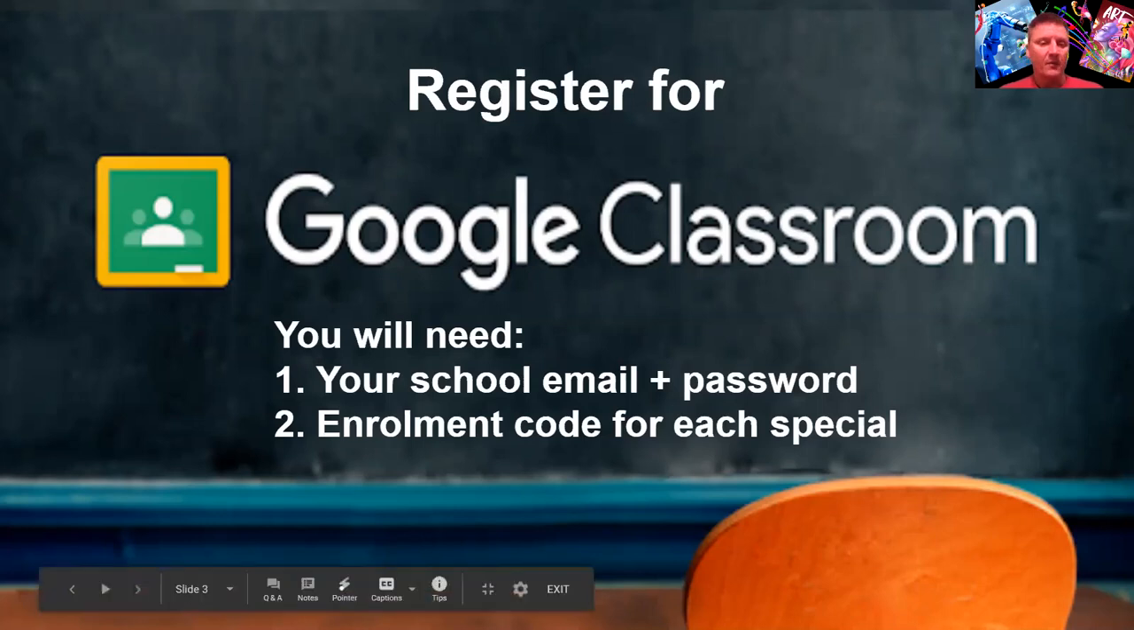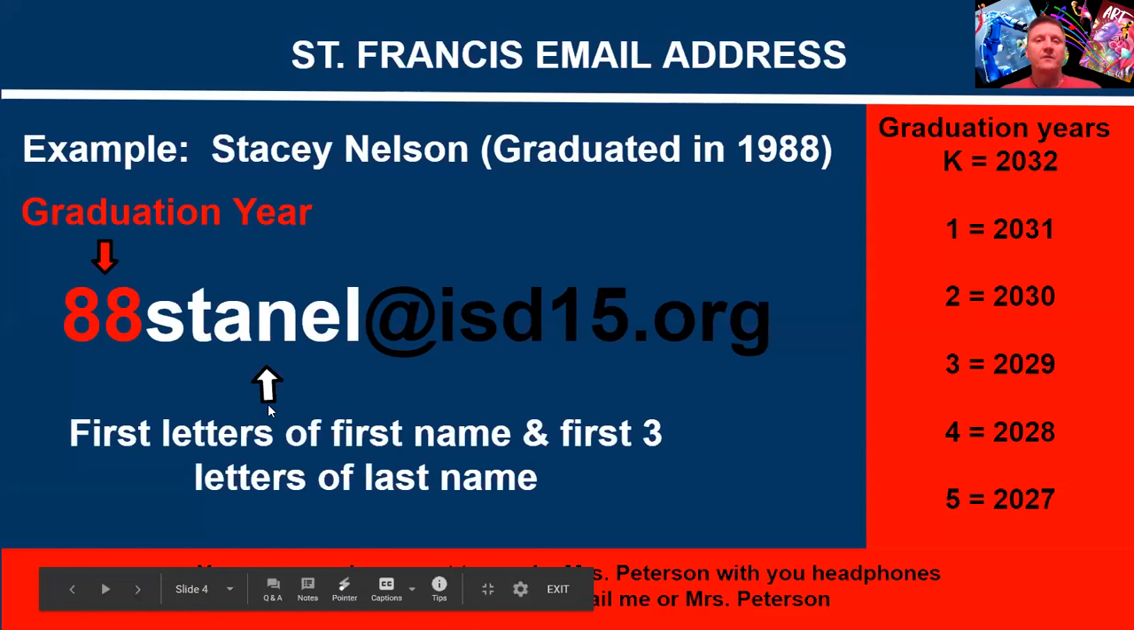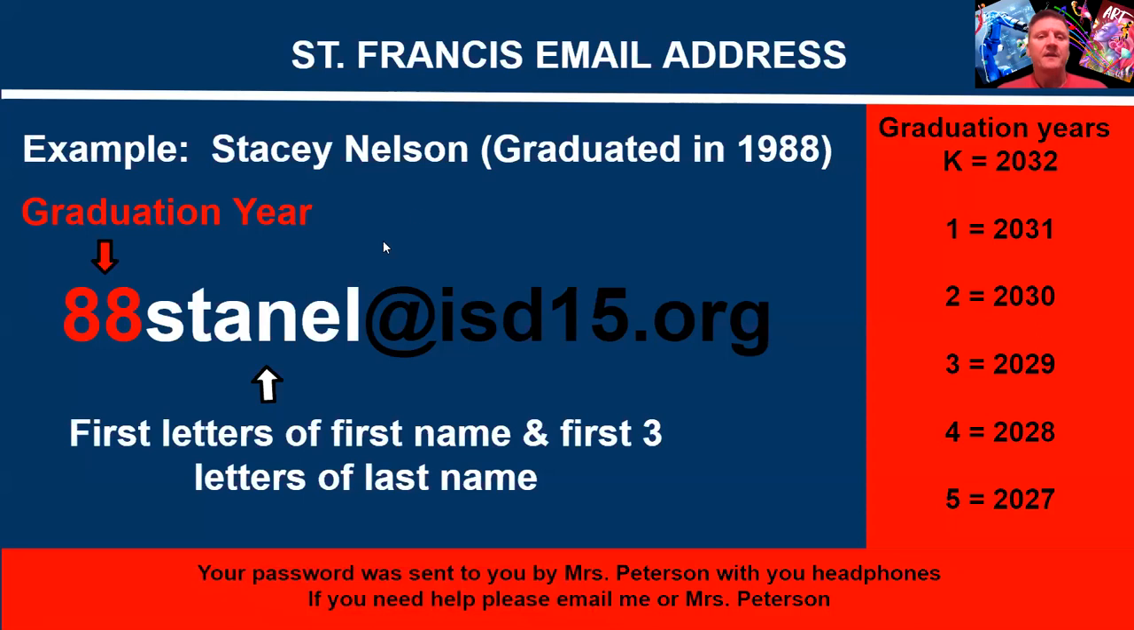Now, to know your email, again, a lot of you know your school email, and that's great. But if you don't, it is the year that you will graduate. So if you take this sample person who graduated in 1988, we'd use the 88 that starts their email. Then it goes STA is the first three letters of the first name, then NEL is the first three letters of their last name. And then we all have the same last part of the email, which is at isd15.org.